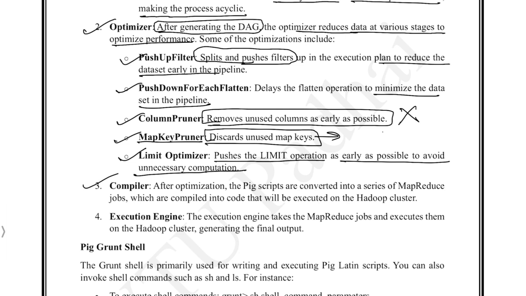Next is compiler. The compiler is where the Pig scripts are converted into a series of MapReduce jobs, which are compiled into code and have to be executed on a Hadoop cluster.